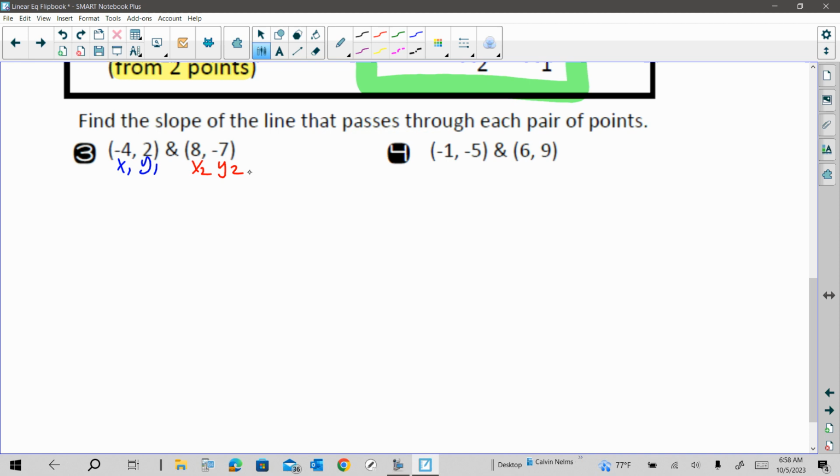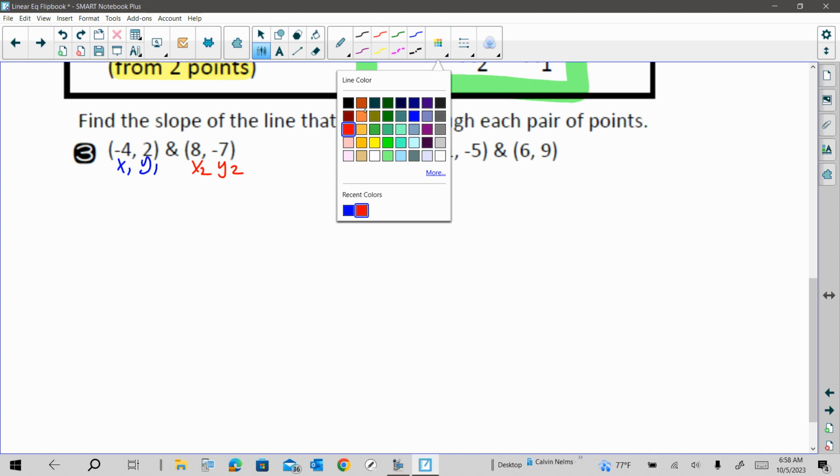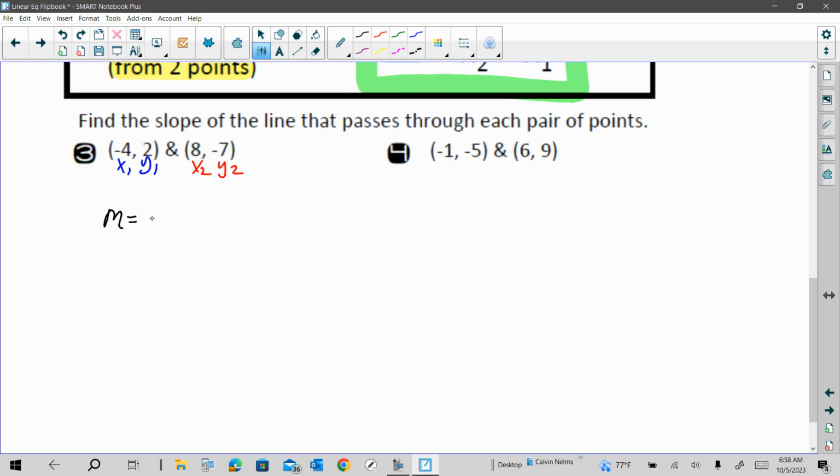So when we plug it into the formula, our formula is the y2 minus y1 over x2 minus x1. So when we plug it in, the y values are on top. Let me just write it to the side here. So this would be negative 7, because that's my y2, minus 2.